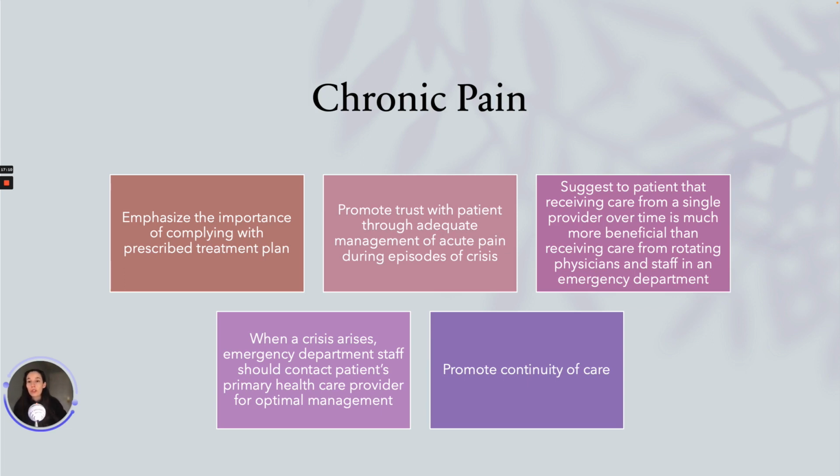We also want to help patients with chronic pain as a big symptom of a sickle cell crisis. So we want to emphasize the importance of complying with prescribed treatment plan. We want to promote trust with the patient through adequate management of acute pain during episode of a crisis. We want to suggest to the patient that receiving care from a single provider over time is much more beneficial than receiving care from rotating physicians and staff in emergency departments. When a crisis arises, emergency department staff should contact the patient's primary healthcare provider for optimal management. We should promote a continuity of care.